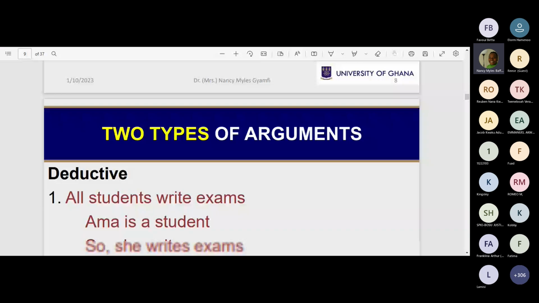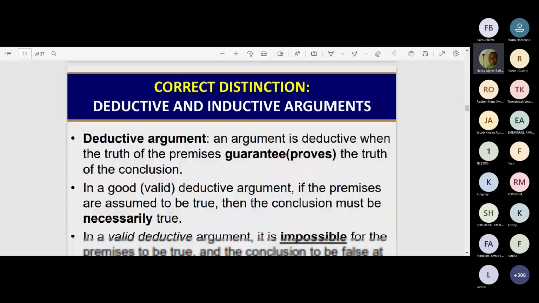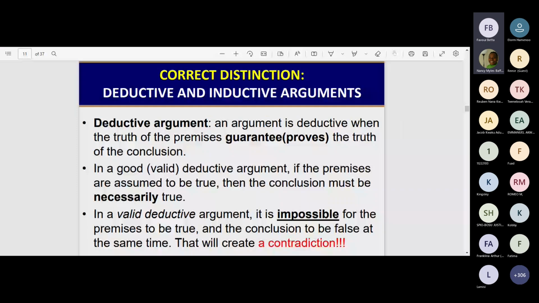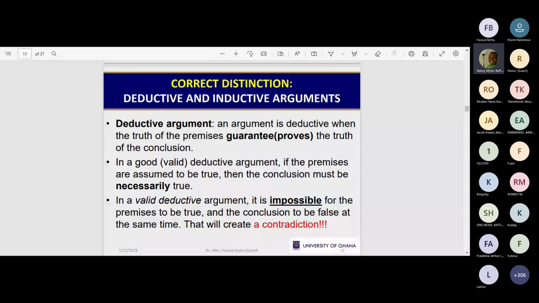I want, was it Favor? Yes, Favor Better. Is it Better or Bitter, my dear? Read for us the correct distinction between deduction and induction. Is it Better? I don't want to pronounce people's names wrongly. My name is Better. Okay, Better, very good. Go ahead.